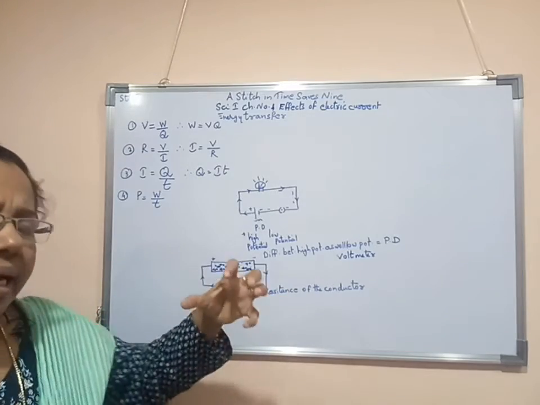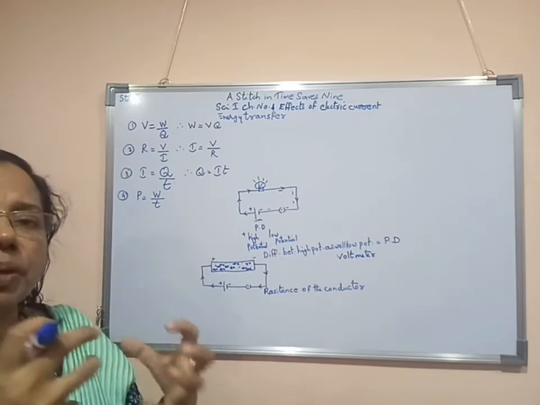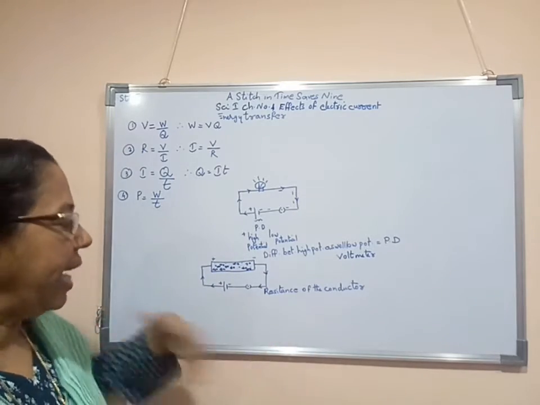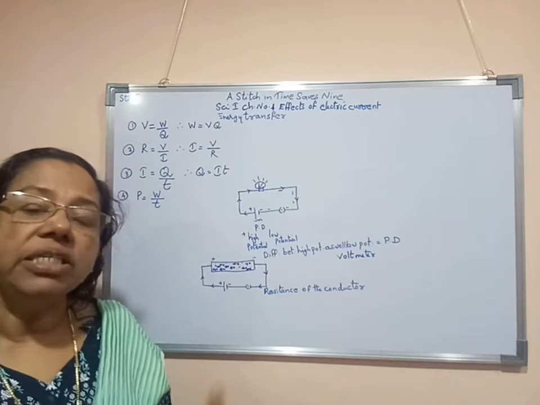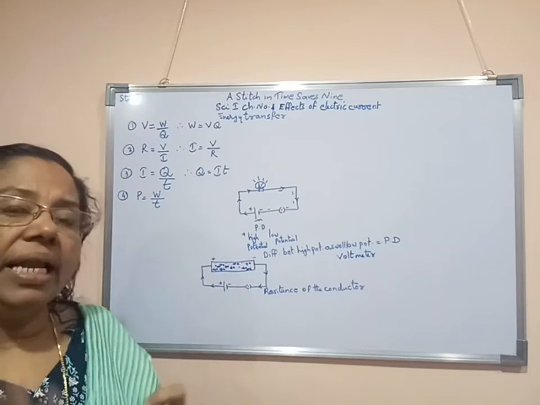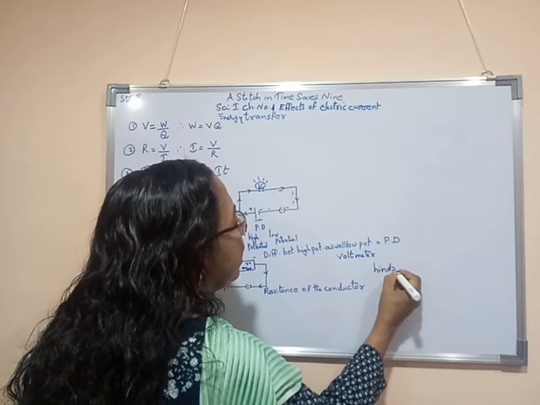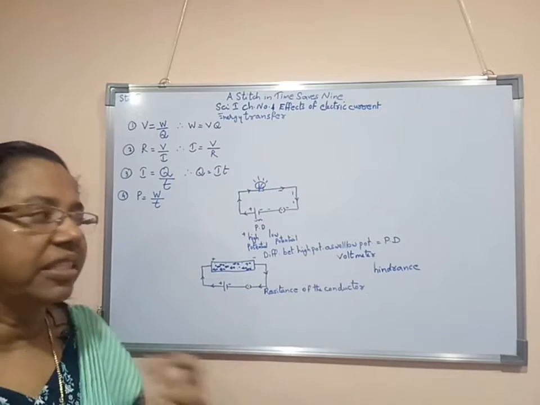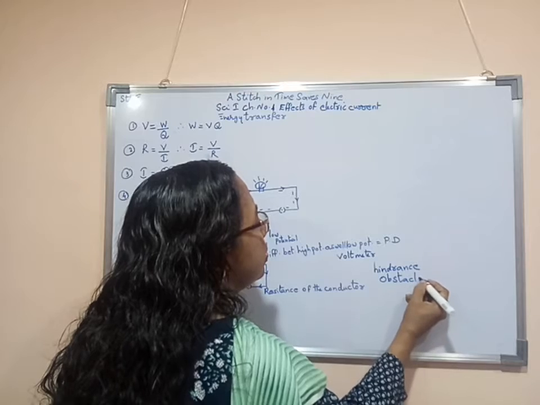When they move, they hit, they collide with the atoms. As a result, their speed reduces. That means they fall backward, and again they start to move from the negative terminal to the positive terminal. So as they move, in the middle they face hindrance. Hindrance, H-I-N-D-R-A-N-C-E. Hindrance means some obstructions or some obstacles are coming in the middle.